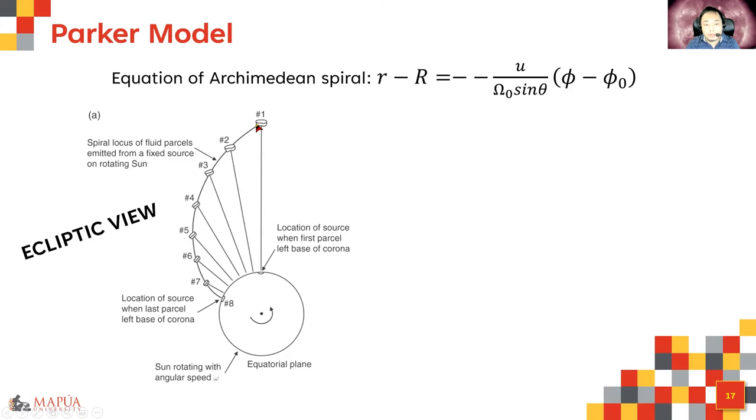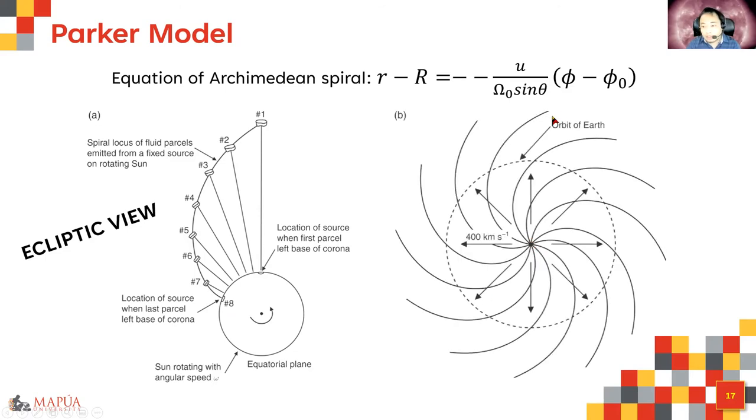So if we map out that path, it would look something like this. This is where your particles will flow through. If you have it in all directions, it would look something like this. We call this your Archimedean spiral. By the way, this is your ecliptic view, or your equatorial view. So this is the orbit of the Earth.